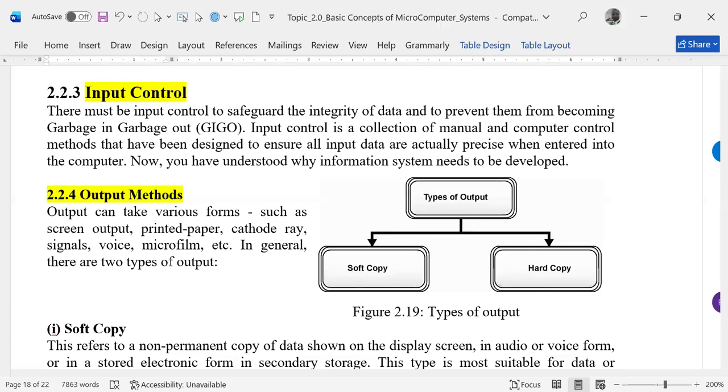So these are the two types of output in computing. It could be soft or hard copy. The hard copy's other name is permanent copy. The soft copy's other name is non-permanent copy. Good.